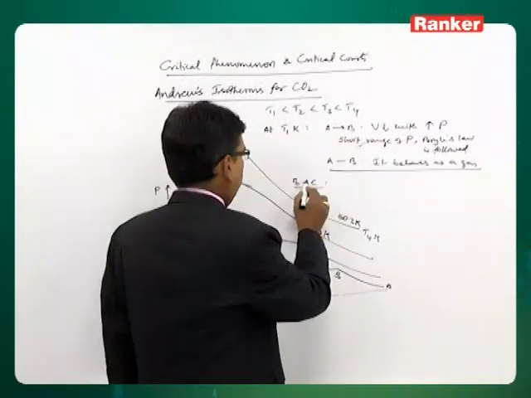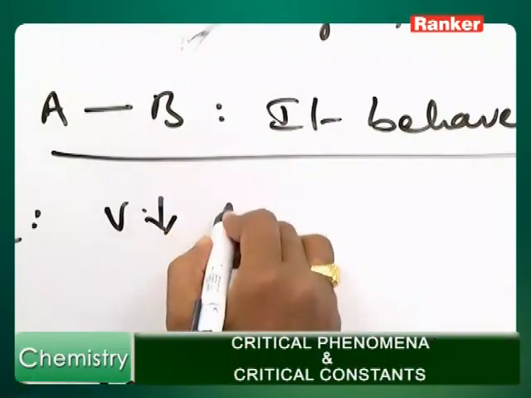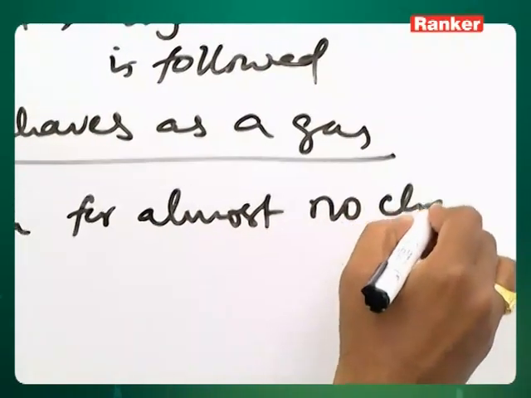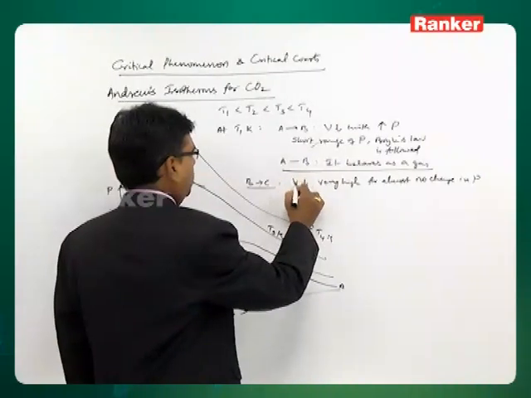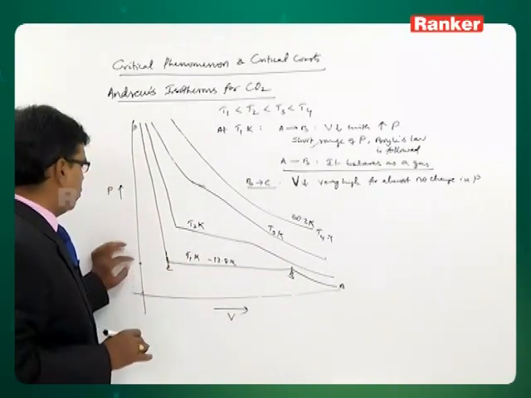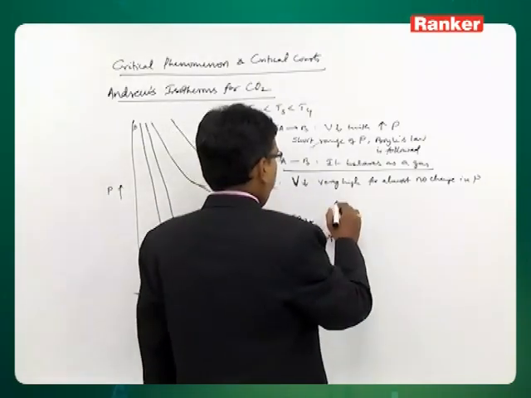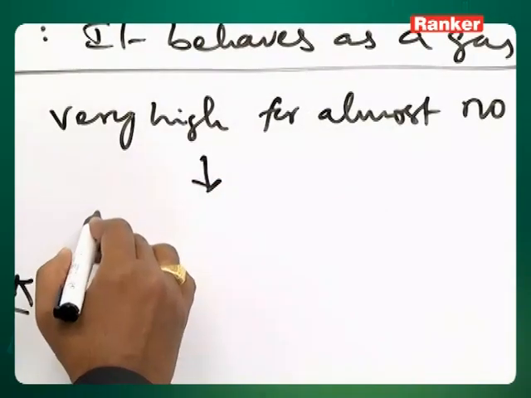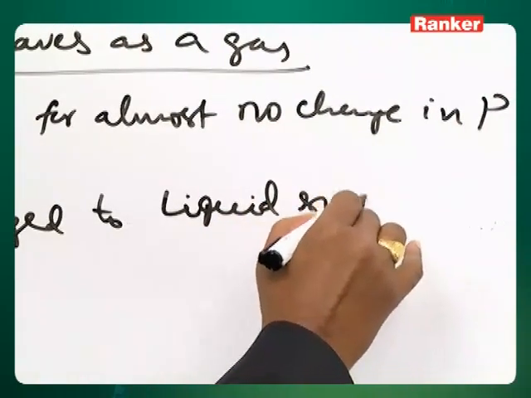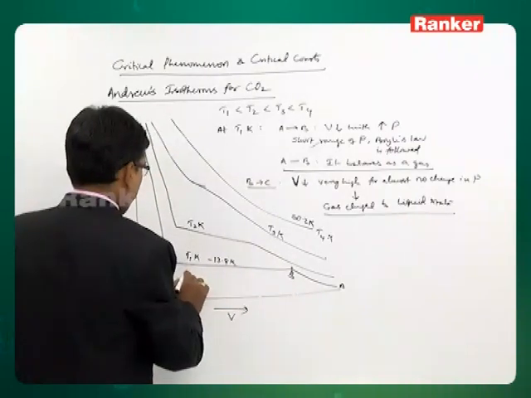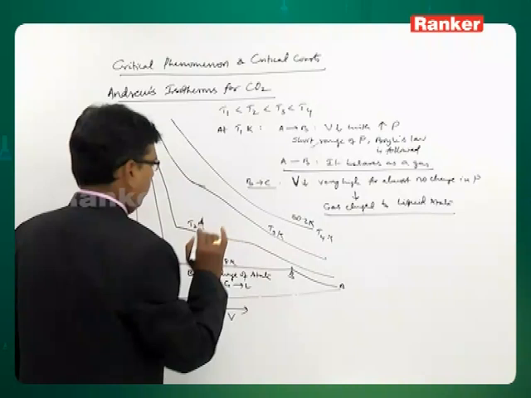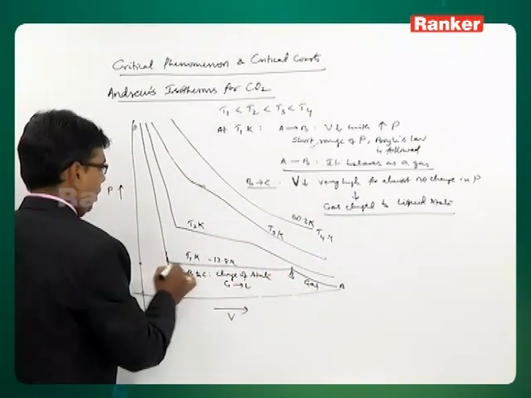Now, B to C. When you look at it, volume decreased very much for almost no change in P. Volume is very much decreased from here to here, with almost no change in the pressure. What does it mean? A high decrease in volume indicates the gas changed to liquid state. So, B to C is a change of state from gas to liquid. Here it is gas, here gas to liquid, right.